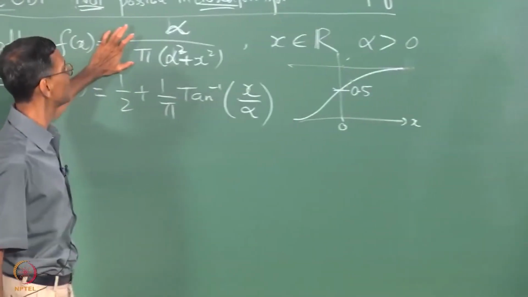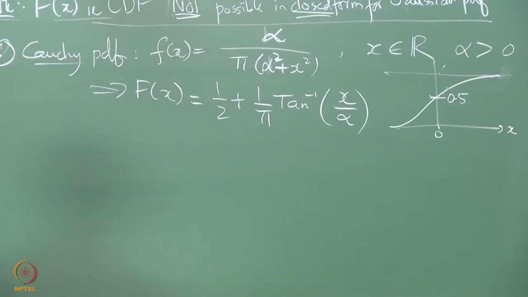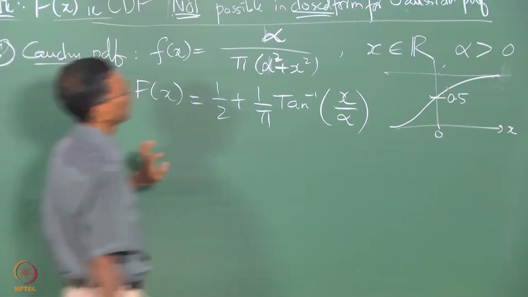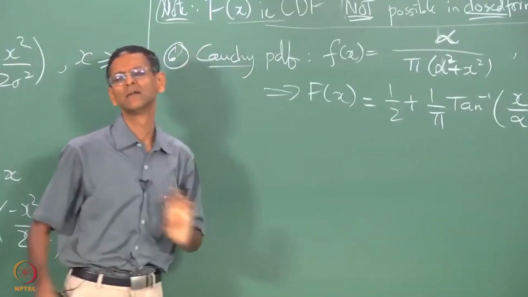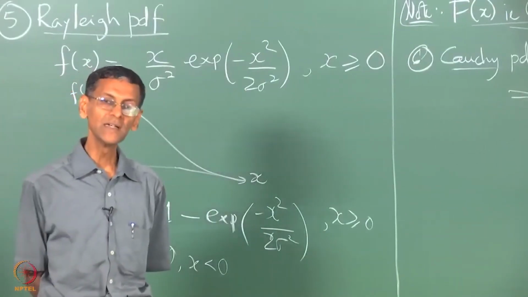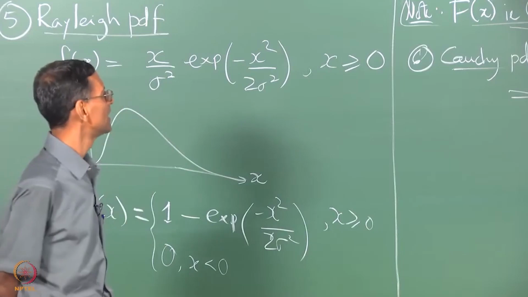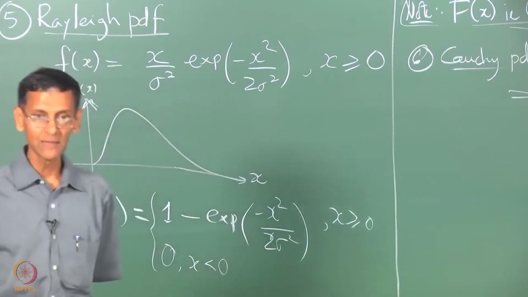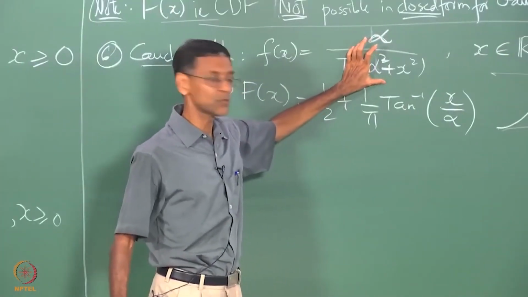Similarly, this PDF is also symmetric about the origin, and the Laplacian PDF, the two-sided exponential that we wrote, was also symmetric about the origin. But what is the fundamental difference? There are some similarities, but there is a big difference between Cauchy and Gaussian or normal. The difference has to do with how the tail of the PDF decays to 0. The Gaussian PDF decays as e power minus x squared, which is very fast, whereas what is the rate of decay here? It is just barely sufficient to be integrable.